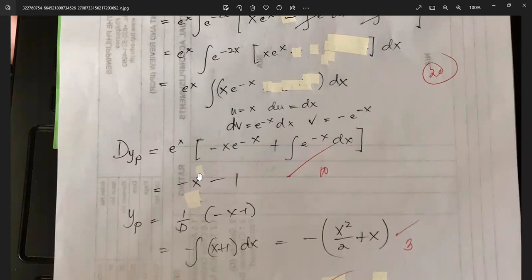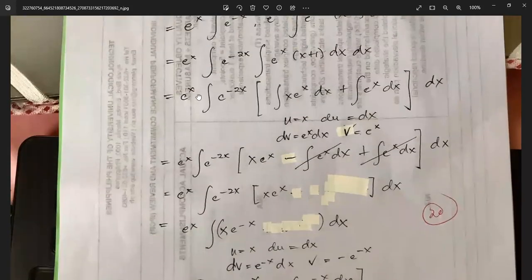Before you do this, make sure that you simplify first this one. So the integral of this is negative e raised to negative x. If you multiply it with e raised to x, that would be negative 1 because your e will be now raised to 0. This 1 multiplied to this will give you a negative x. So you have this, and that's your integral. So this is your yp.